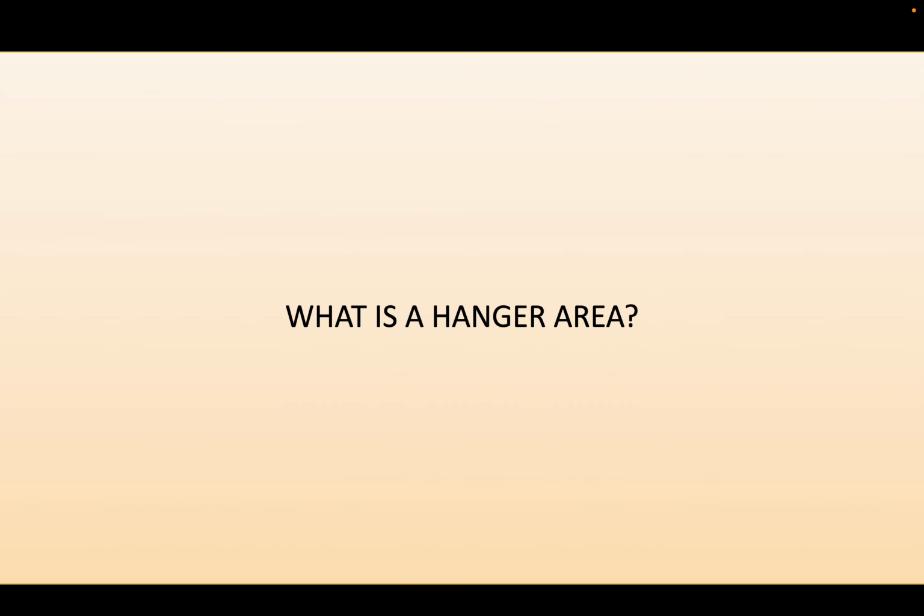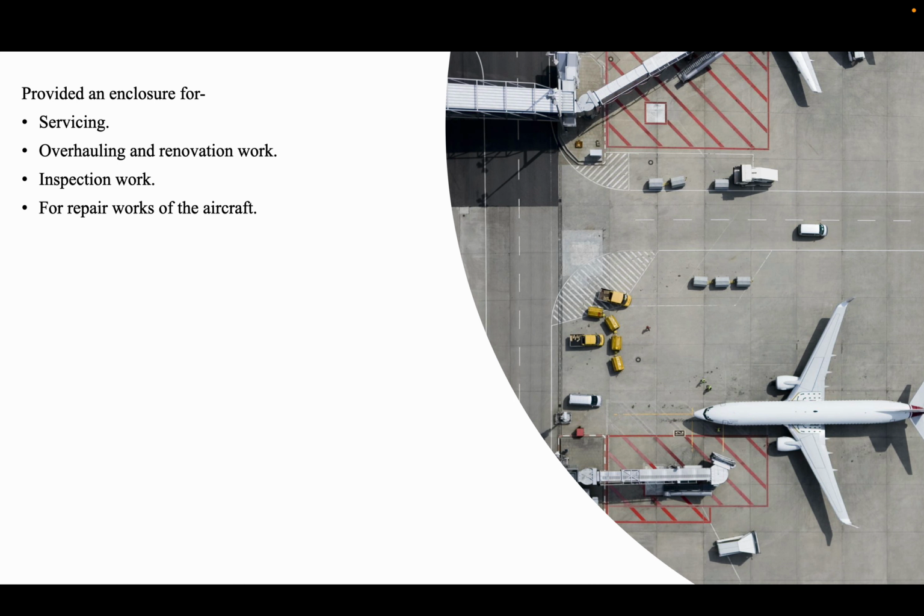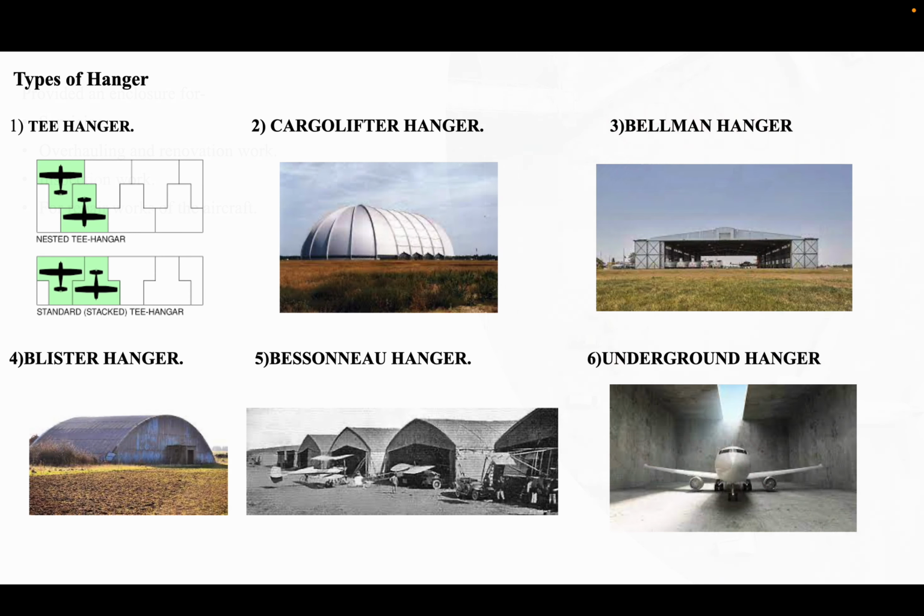So, the question arises, what is a hangar area? A hangar area is basically an enclosure which is being provided at airports for servicing, overhauling and renovation work, inspection work for repair works of the aircraft. There are different types of hangars, and on the screen we have 6 basic types of hangar which are being used at airports. We have a T hangar, we have a cargo lifter hangar, we have a bellman hangar, 4th is the blister hangar, 5th is the bassineau hangar, and 6th is the underground hangar.